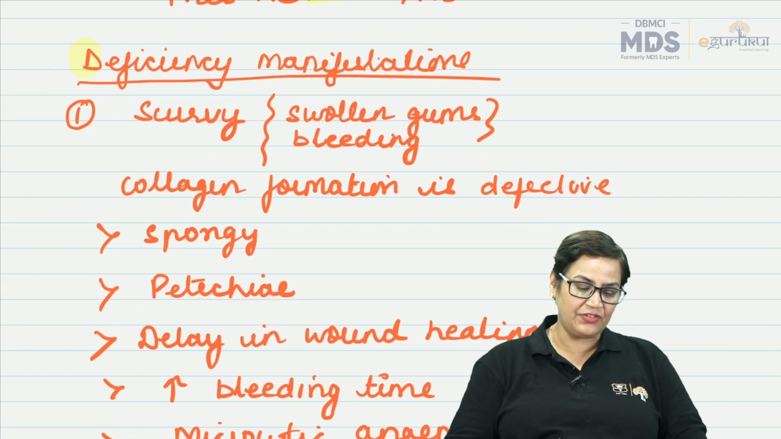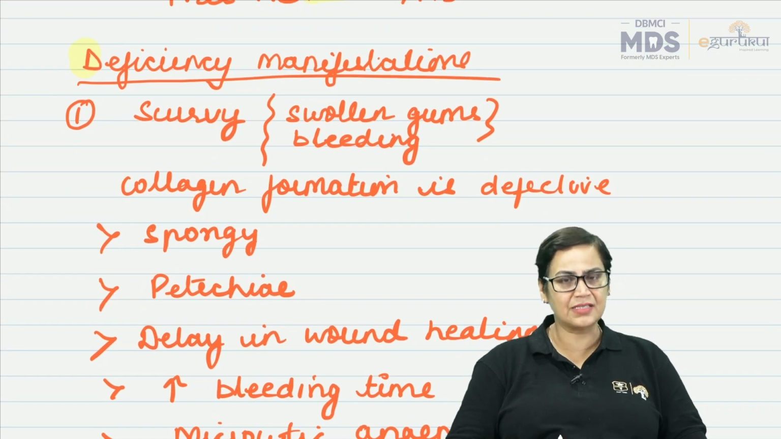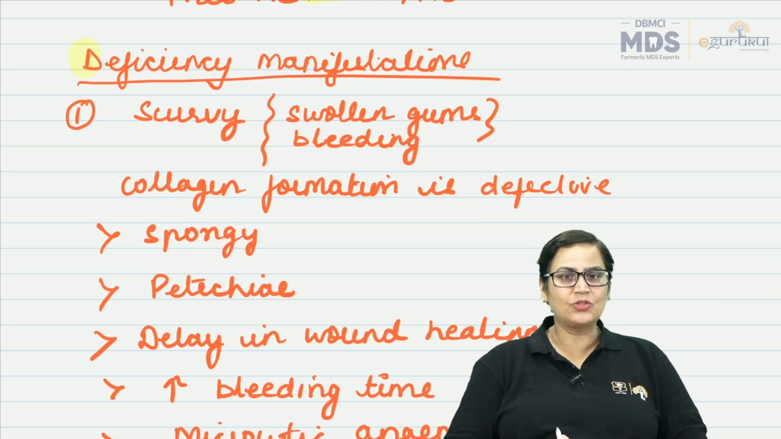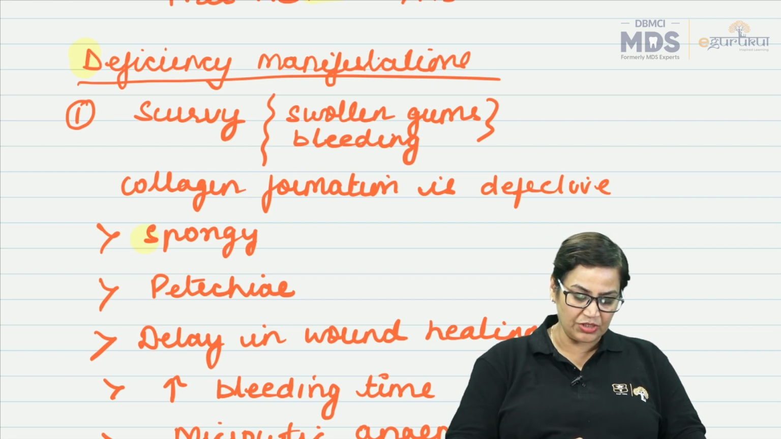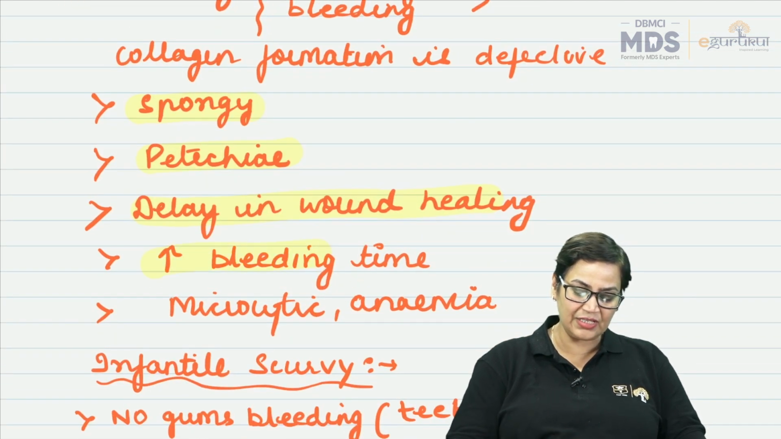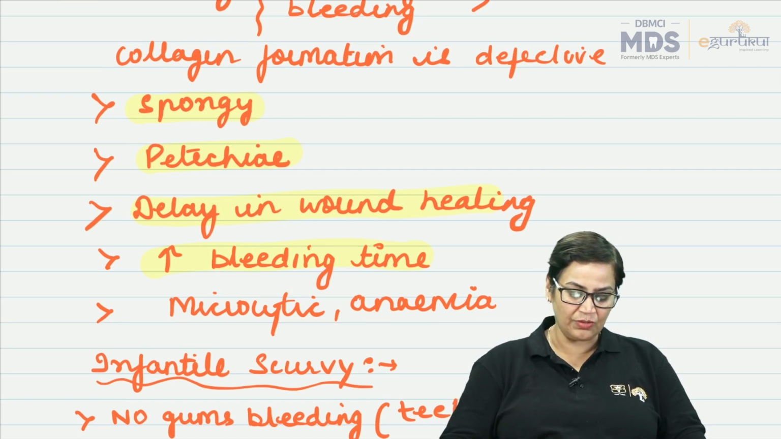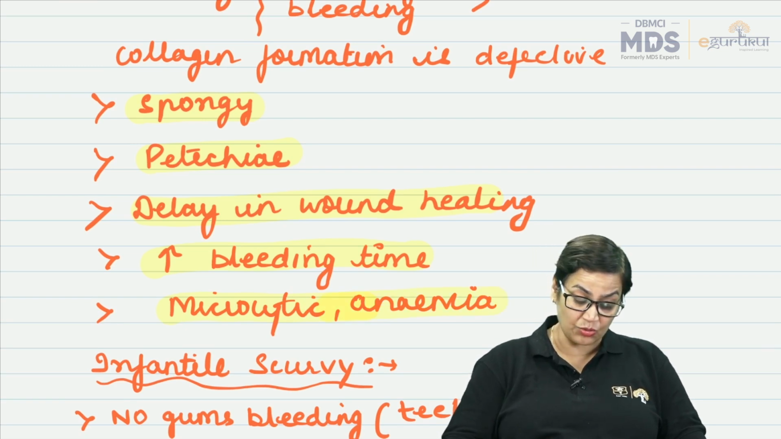And that is why the deficiency manifestation is mainly scurvy, and infantile scurvy is also there. In scurvy, there will be swollen gums or bleeding in the gums because collagen formation will be defective and the gums will be spongy, there will be delay in wound healing. That is why there will be an increase in the bleeding time. And since it is related to the conversion of ferric to ferrous, it will lead to microcytic hypochromic anemia also.